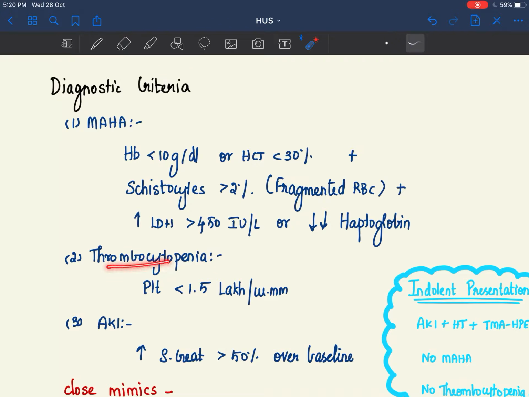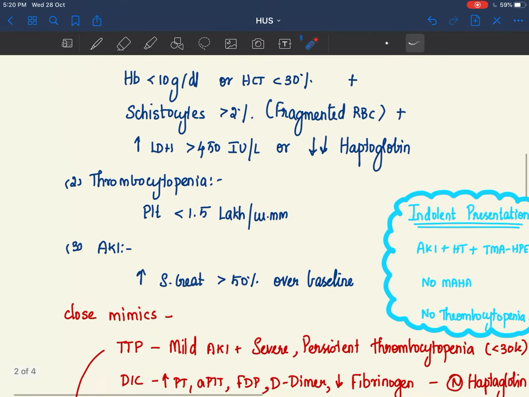Next is thrombocytopenia. Thrombocytopenia is the same as the definition for any other thrombocytopenia: less than 1.5 lakhs. Then, acute kidney injury: more than 50% over the baseline. Suppose the patient has a baseline creatinine of 0.3 milligram per deciliter. If the increase is 50% over this 0.3 milligram per deciliter, then you consider it as significant.